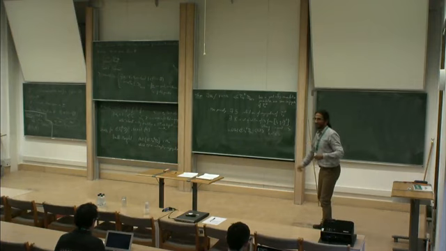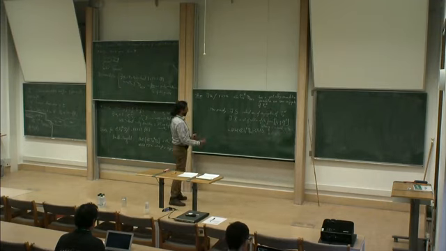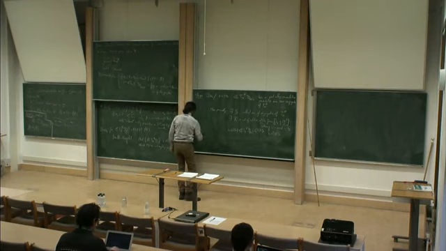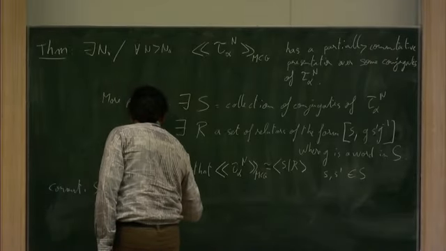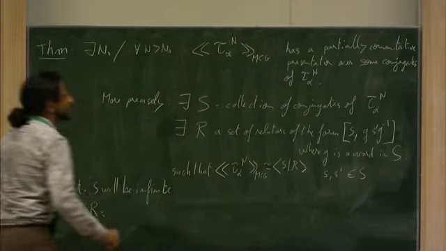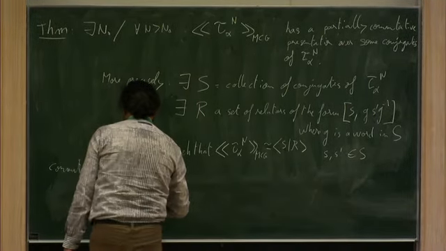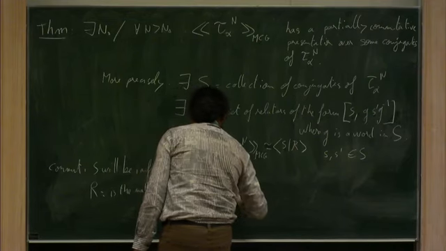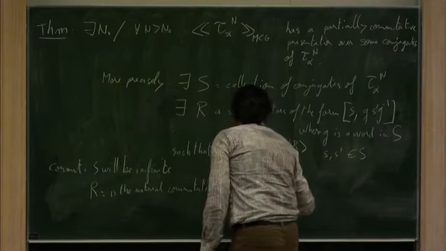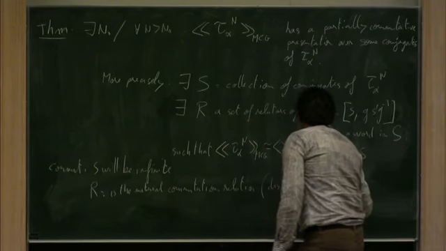And S is an infinite set, presumably. S will be infinite. R is the natural commutation relations. So this disjointness of curves.